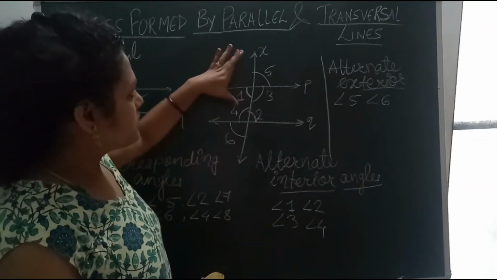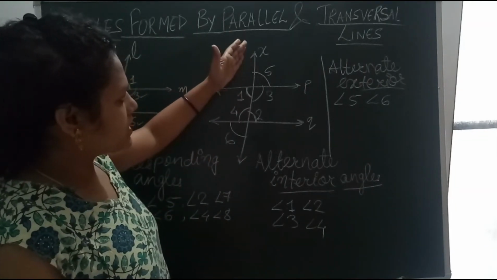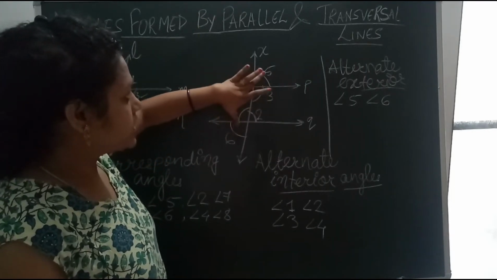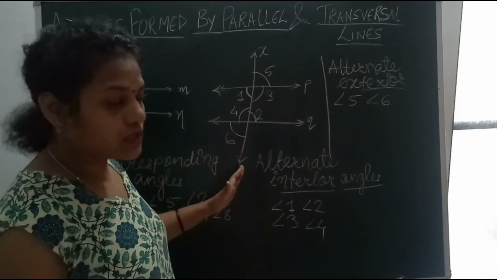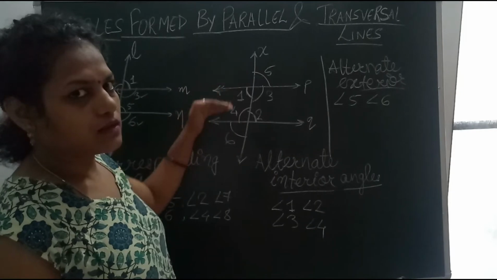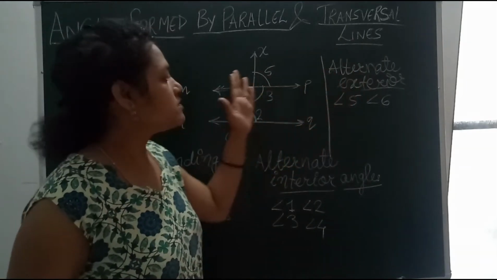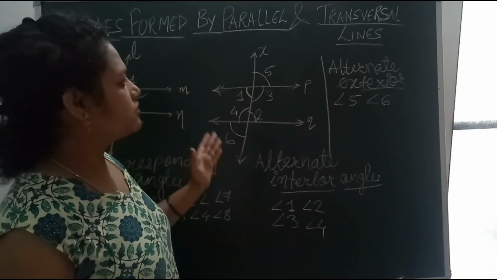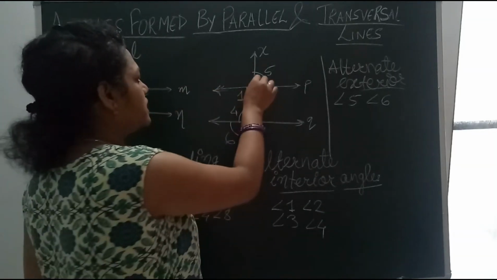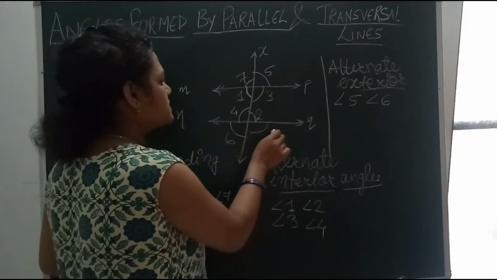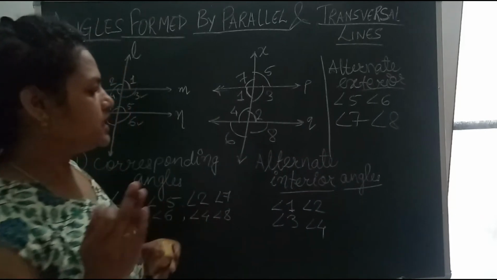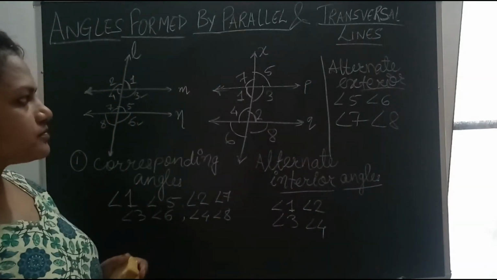See here what happens. These are forming on opposite sides of the transversal but outside of these two parallel lines. That's why exterior means outside. So outside of these two parallel lines, alternate exterior angles are forming. Again you can name this as 7 and this as 8, then 7 and 8 are again alternate exterior angles.